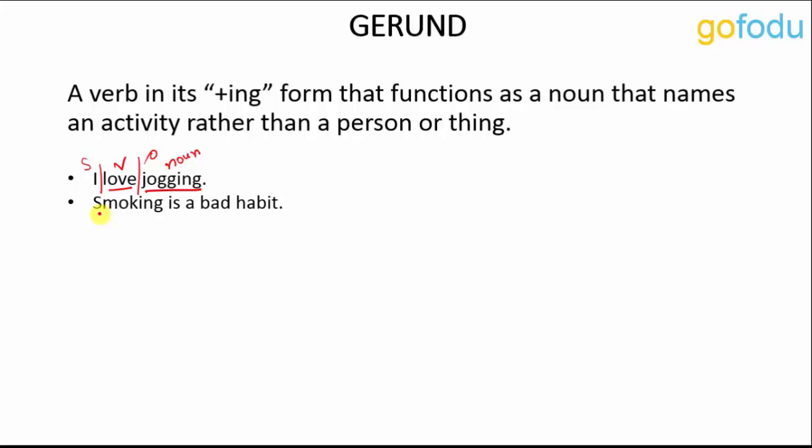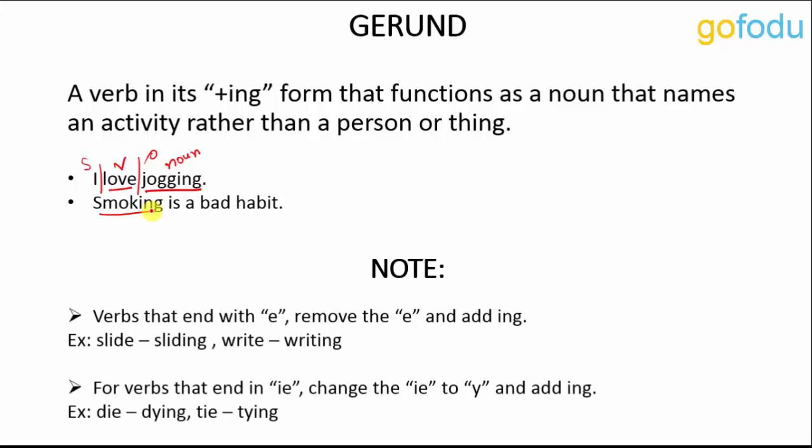Smoking is a bad habit. Smoking. If I say I smoke every day, smoke over there would be a verb, right? The process of smoking. But the name of that process, when you smoke, the name of that process is smoking. That's a name. So that becomes a noun. So that is actually a gerund. When a verb is added with ing, it becomes a noun. It becomes a gerund. Let's see some applications and how to form gerunds.